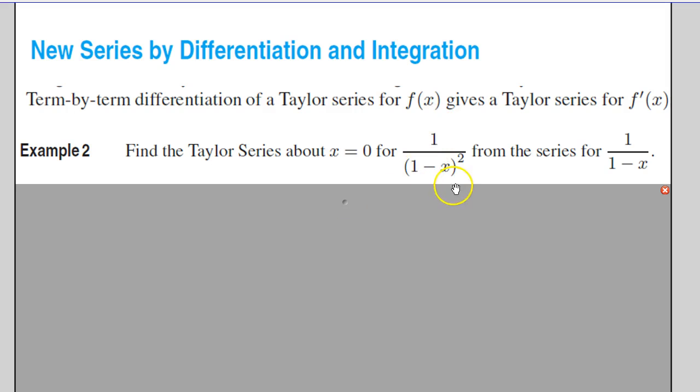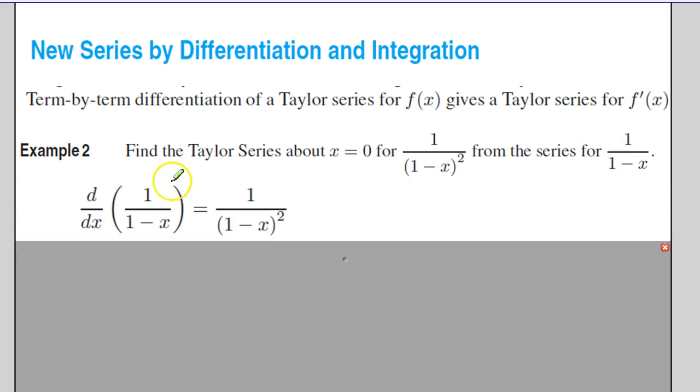We have 1 over 1 minus x squared. We want to find the Taylor series about this. Well, we don't have any useful strategies. Of course, we could use the power series for p equals 2. But again, that will involve a lot of different derivatives. Why can't we take advantage of the fact that we already have the Taylor series approximation about x equals 0 as a function?